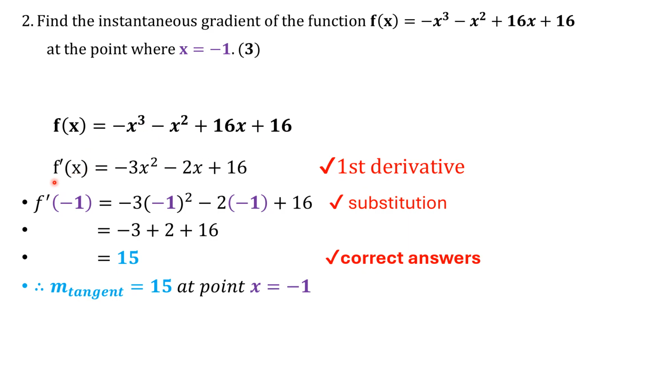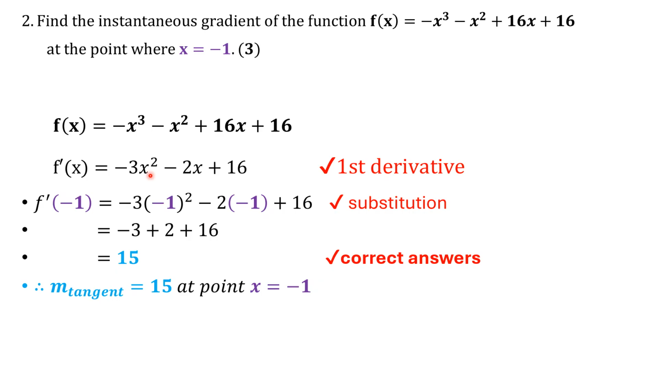From there, to find the first derivative, f prime x, 3 times minus 1 gives me negative 3. 3 minus 1 gives me 2. 2 times the negative 1 gives me negative 2. 2 minus 1 then gives me 1. 1 times 16 gives me 16. And there my first derivative is done. Remember, the first derivative of a constant is 0. At the point where x equals minus 1, minus 1 gets substituted into the first derivative.